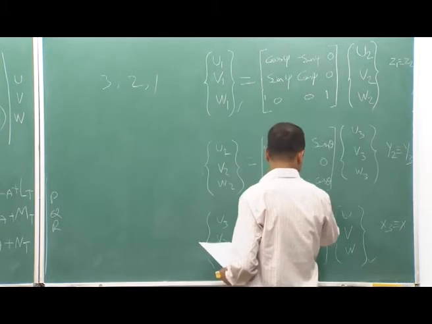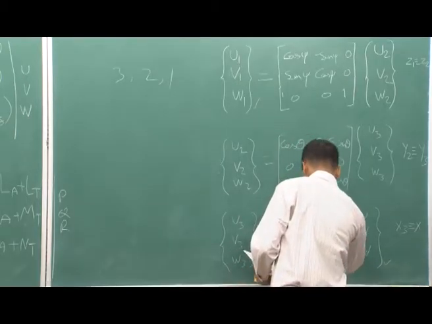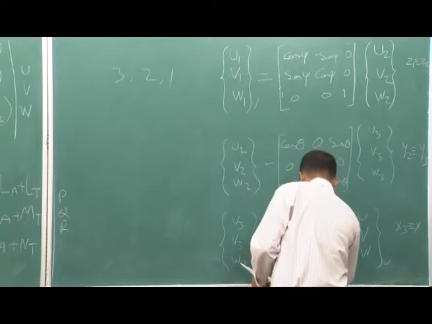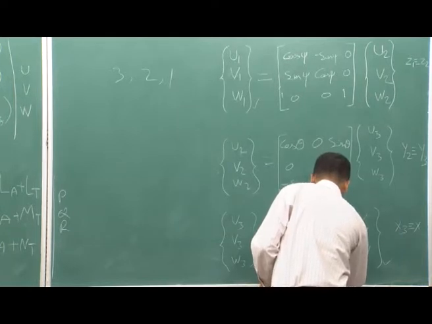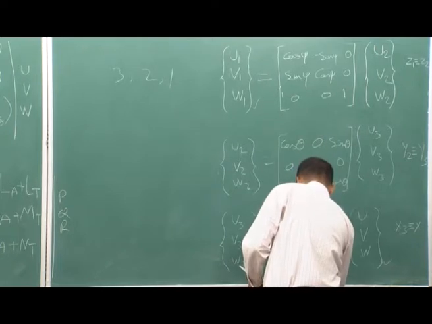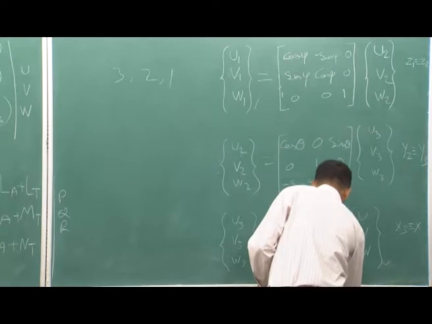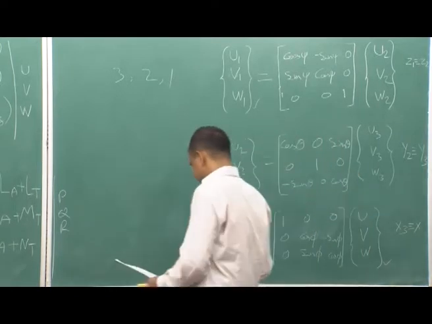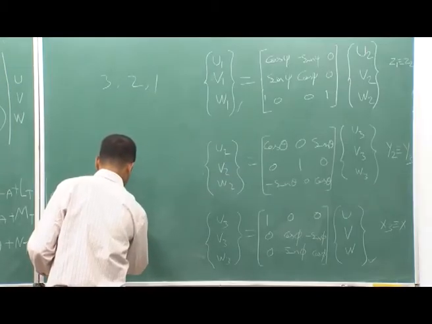In this third rotation you will get the matrix 1 0 0, 0 cos phi, minus sin phi, 0, sin phi and cos phi. In third rotation we have front view of the aircraft.